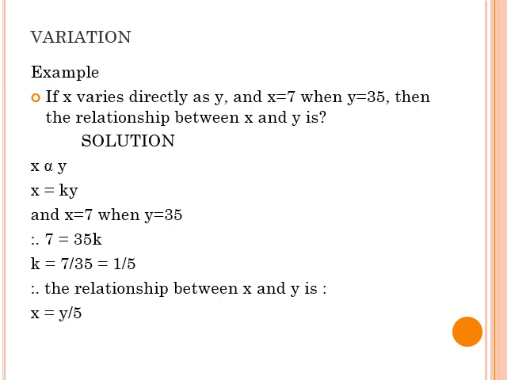Good. So we'll write it out. X varies directly as y. That means x is equal to y times a constant. Remember, in variation, there's always a constant of variation, and the symbol for our constant of variation here is k. Good. Now, it says x is equal to 7 when y is 35.